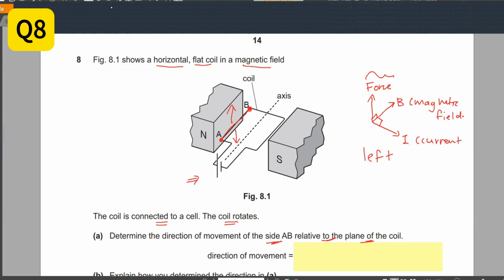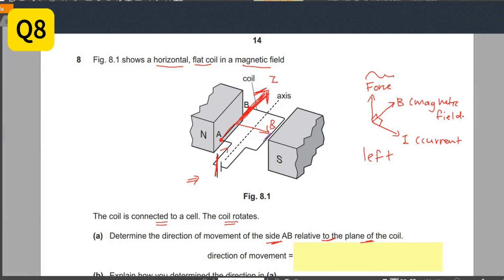If we look at our scenario here, we can see the direction of the magnetic field is going in this direction, like this. And then the current is like this. We have the positive terminal here, so this is the direction of the current. This is I here.